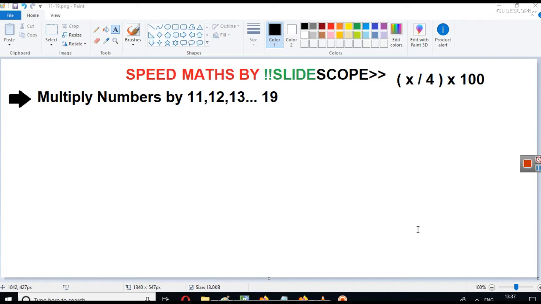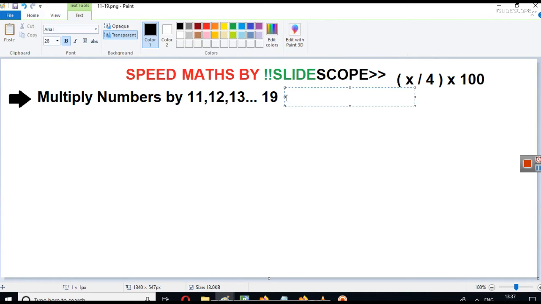In this part you will learn how to multiply numbers quickly by numbers ranging from 11 to 19. Suppose you have to multiply any particular number by 11, 12, 13, 14 up to 19. So you can do it quickly with the help of a trick.